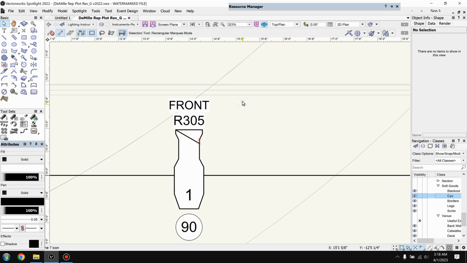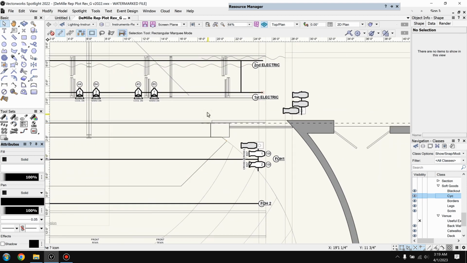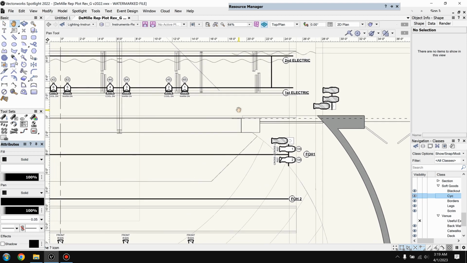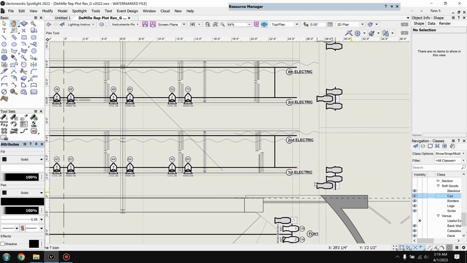The front is a purpose. The purpose isn't commonly found on a light plot, but can be nice just to make a rep plot a little bit more clear to people who might be picking it up for the first time. These dark bold lines correspond to hanging positions, and it is customary that the hanging positions count up as you move away from the proscenium arch in each direction. So you see 1, 2, 3 going this way, 1, 2, 3 going this way.